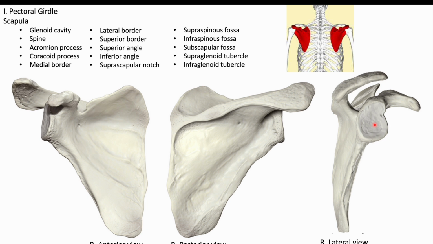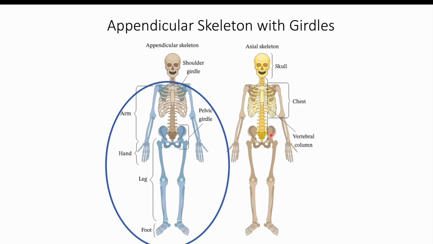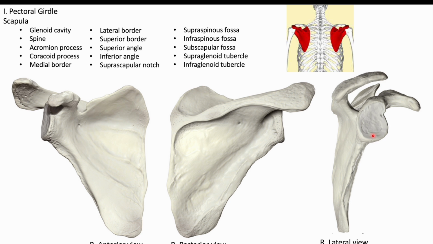And another thing that I want to point out with the glenoid cavity is that above the glenoid cavity, this is called the supraglenoid tubercle. And the supraglenoid tubercle is going to attach to the long head of the bicep muscle. And then below the glenoid cavity, this is going to be the infraglenoid tubercle. So again, you have the supraglenoid tubercle and the infraglenoid tubercle, and this is where the long head of the tricep muscle is going to attach.